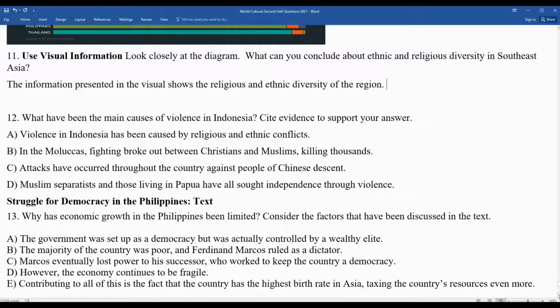However, the economy continues to be very fragile, as are many of these developing or third world countries. Contributing to all this is the fact that the country has the highest birth rate in Asia, taxing resources even further. So again, I'll pause for a moment in case you want to edit this down. There are a little bit long-winded answers here.